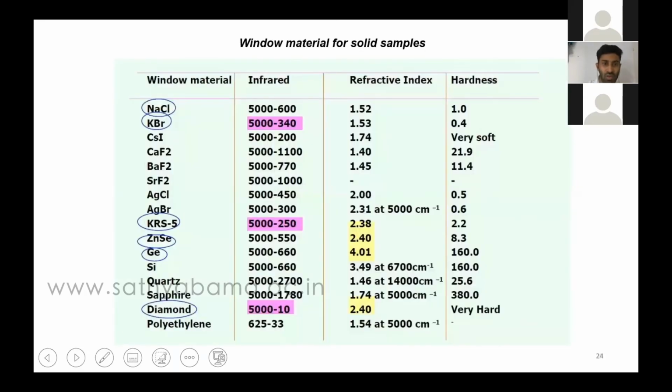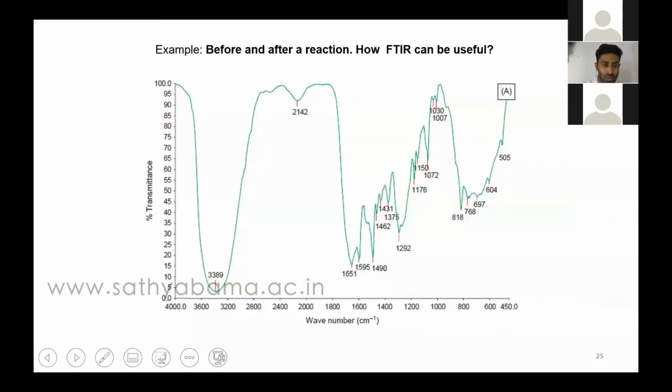And what are all the window materials for solid samples? If you have a powdered sample, for example a pure compound in powdered form, you can use the KBr pelleting technique, which is a window material that does not have any active region in the infrared spectrum. That's the reason we use potassium bromide or NaCl. You can also use diamond, sapphire, quartz, or something like that. So these are all the available window materials, but in most cases we usually go for potassium bromide or sodium chloride. So these two are commonly used.